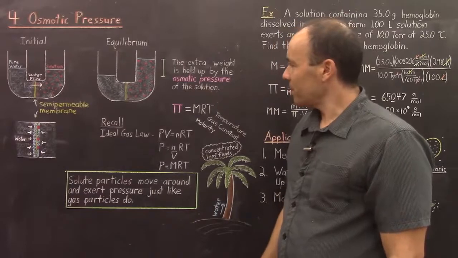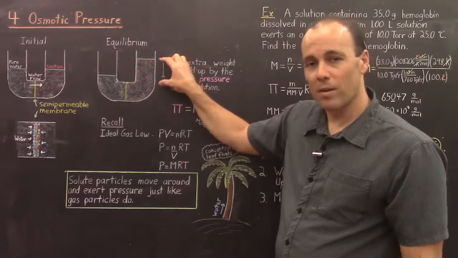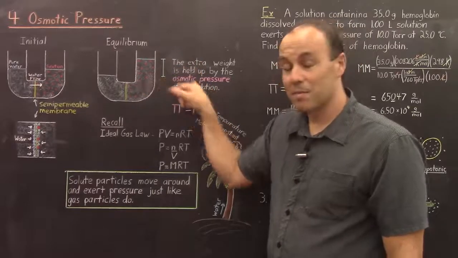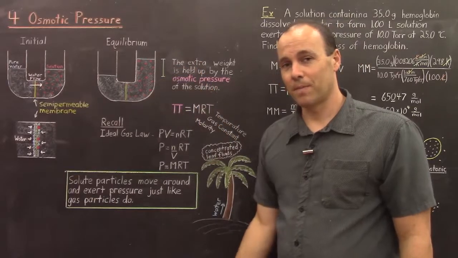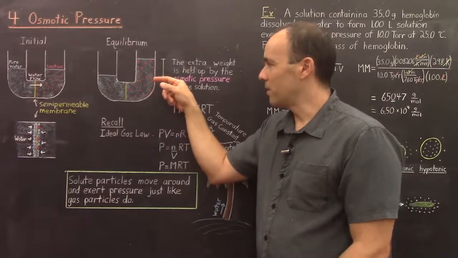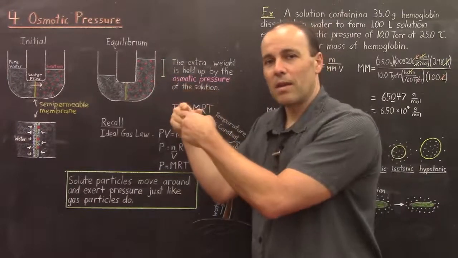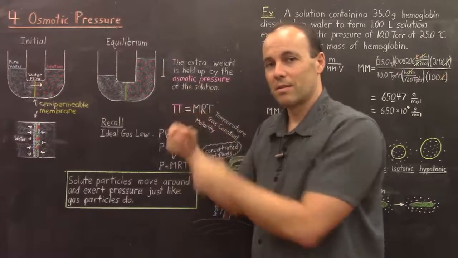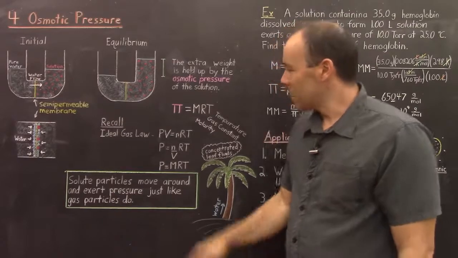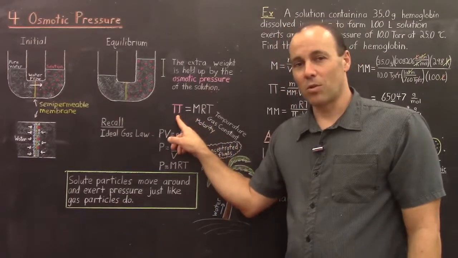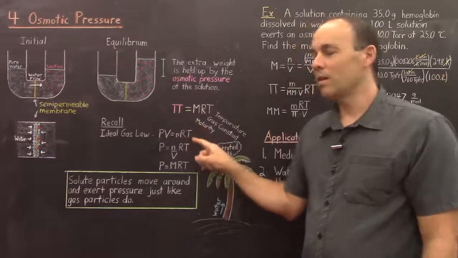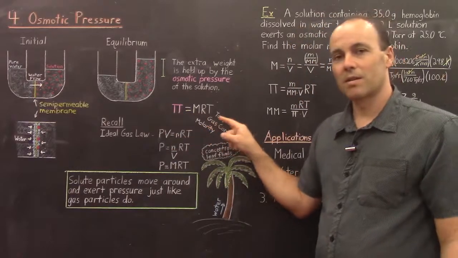So this weight of water up here is held in place by the osmotic pressure of the solution. It's these solute particles that are moving around and creating a pressure inside there. The way you'd calculate this pressure is kind of simple. The pressure, which is represented by the Greek letter pi, is equal to the molarity concentration times the gas constant R times the temperature.